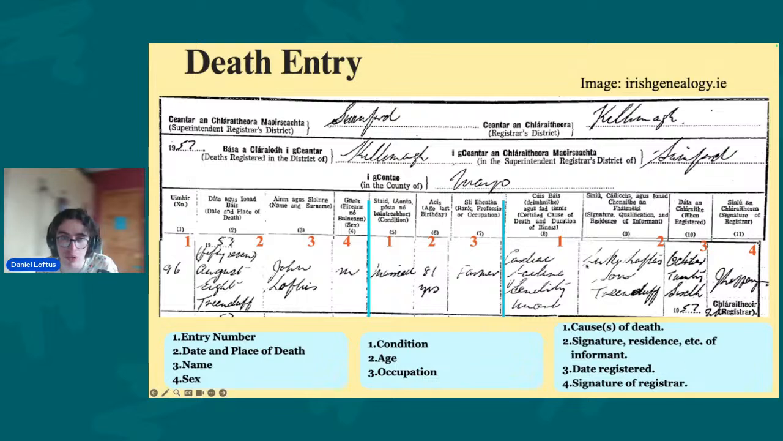So the person who registered the death was Luke Loftus, his eldest son, where he was living in Treneduff. He was living in the family home, and Luke would die in the same house. I think 27 years later. Then the registration date, so October 26th of 1957, and then the registrar over here.